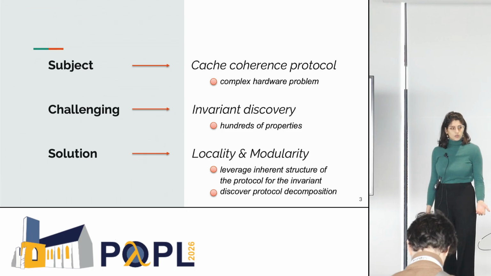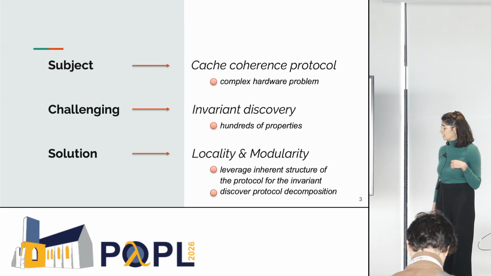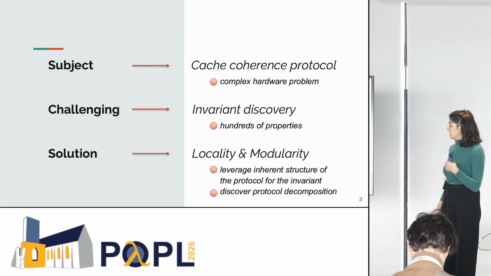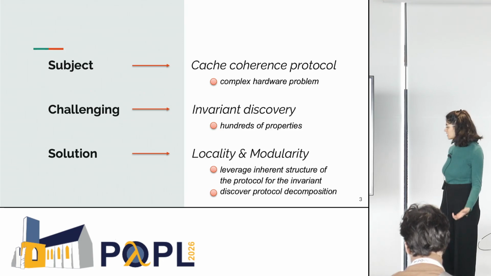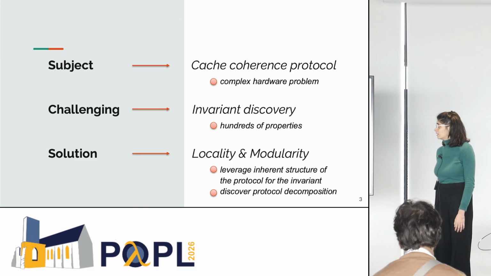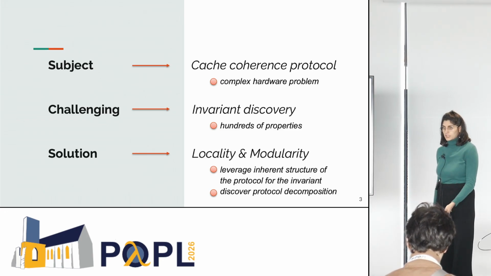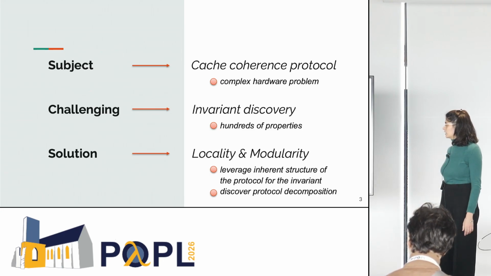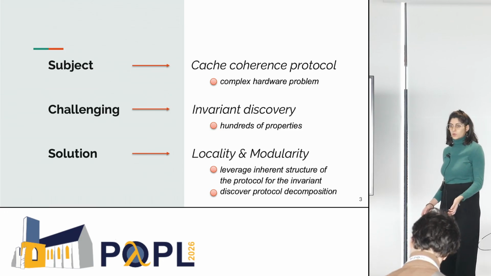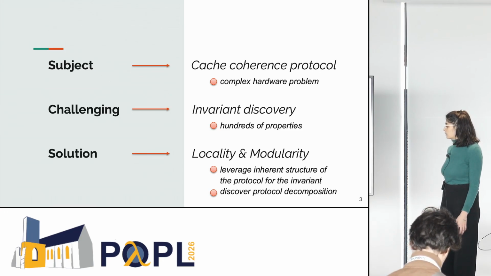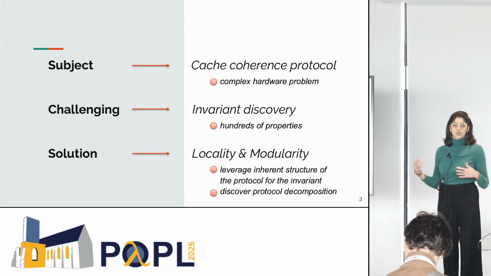So in this talk, we propose our solution. We discovered that by leveraging the inherent structure of cache coherence protocols, in particular the local structure, we are able to discover an invariant with much fewer properties, so it's much easier to discover. And moreover, we also discovered that cache coherence protocols can be decomposed, and this leads to proofs that are much more reusable.